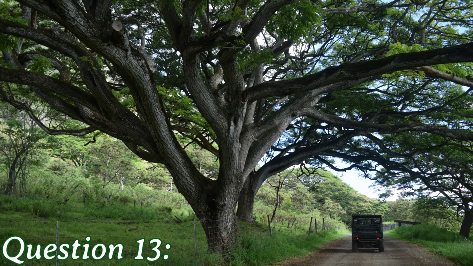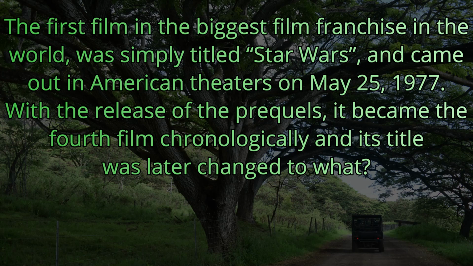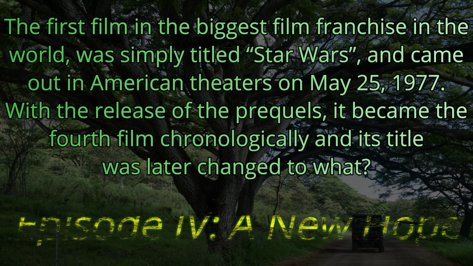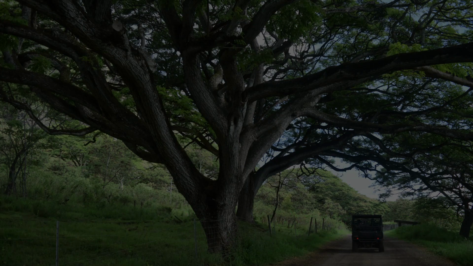Question 13. The first film in the biggest film franchise in the world was simply titled Star Wars and came out in American theaters on May 25, 1977. With the release of the prequels, it became the fourth film chronologically, and its title was later changed to what? It was called Episode 4, A New Hope.